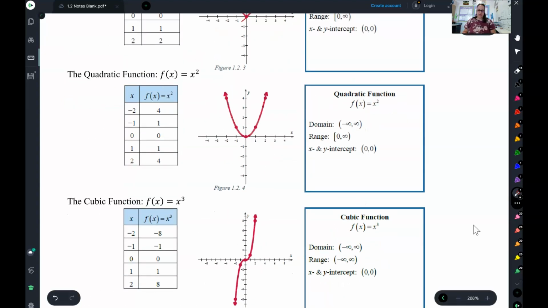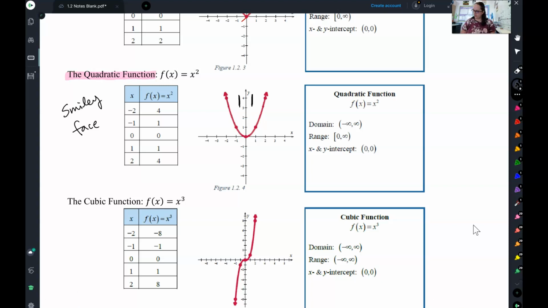Next one is the quadratic function. I have nicknamed this one the smiley face function because that's what it looks like. The smiley face quadratic function we will come back to later in this semester. We're going to be talking about it a lot more. There you go. There's my smiley face. That's a really bad smiley face. Ignore that. It's okay. But you've dealt with the quadratic function before. It's our basic U shape. It could be flipped up, flipped down. We're going to be dealing with that a lot later.